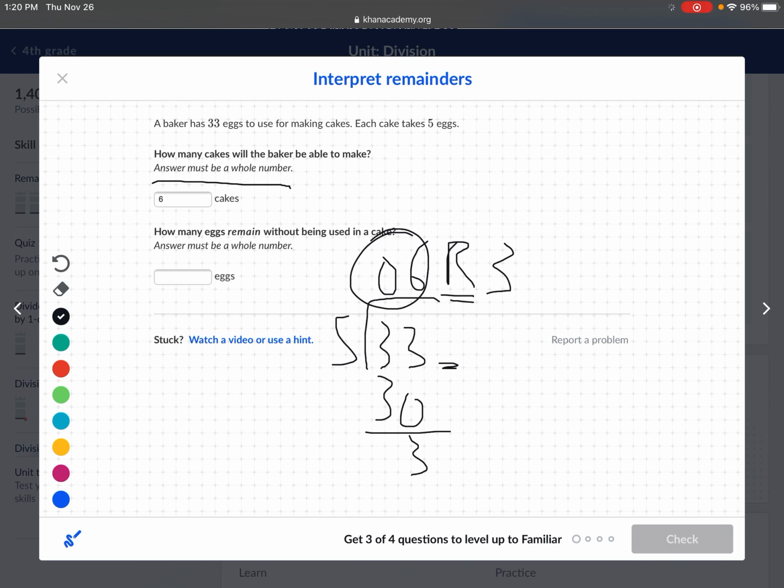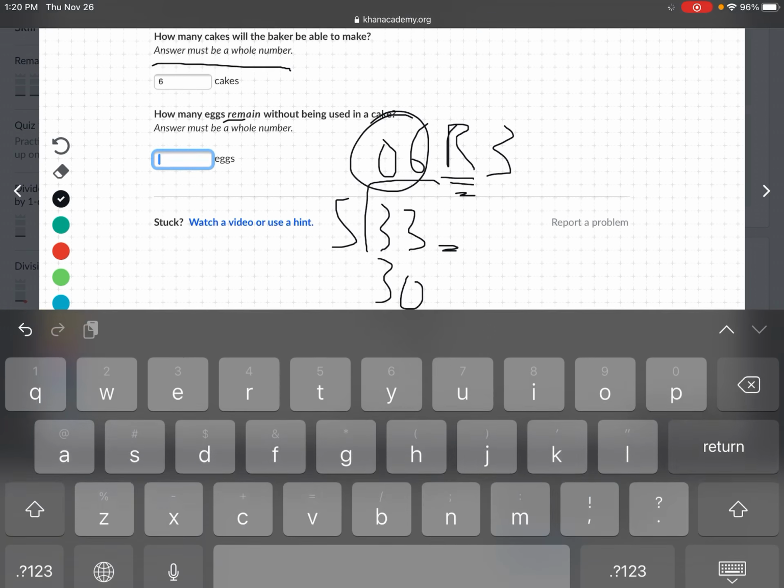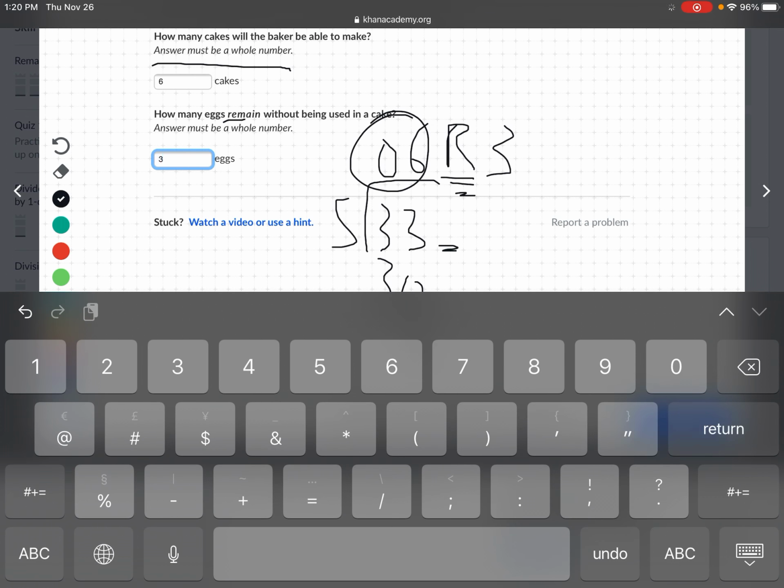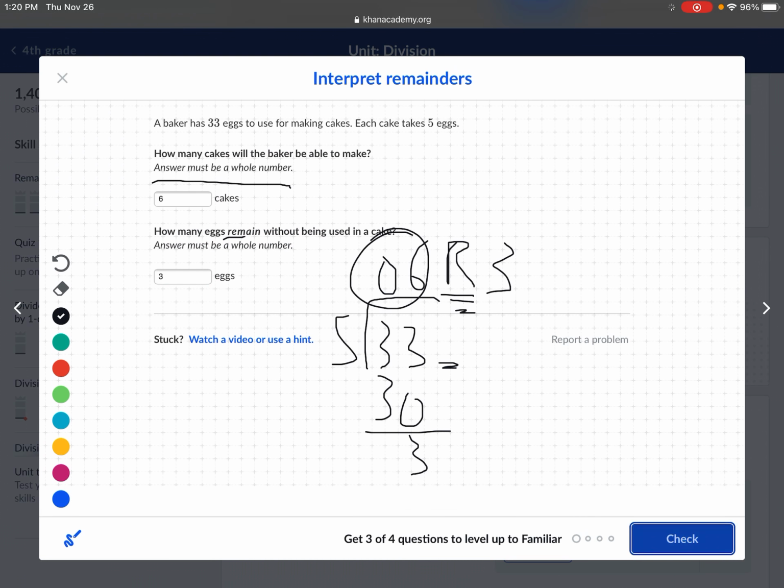Okay, so next. How many eggs remain without being used in a cake? Remain is the same thing as remainder. So that's how you know. That's the key word for you answering it for remainder.